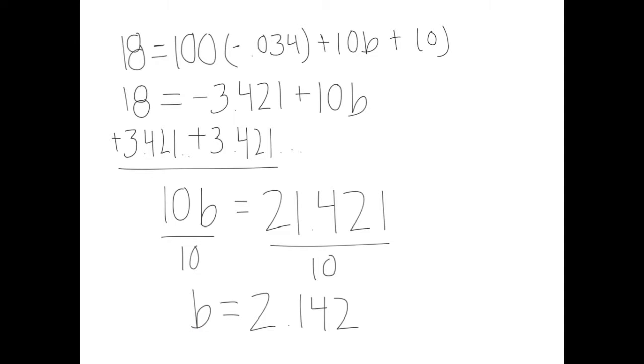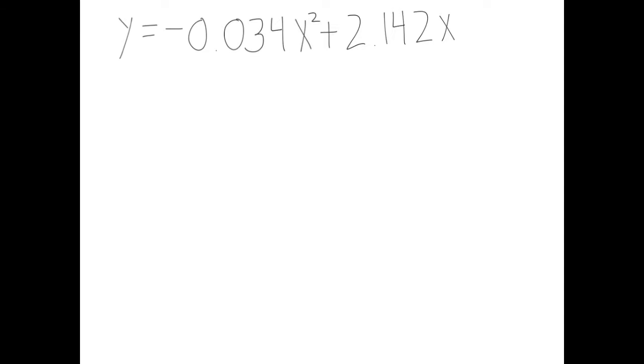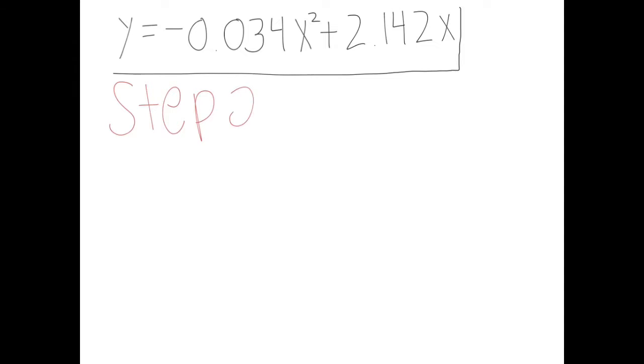Now we can plug these solutions into standard form on the next slide. So our equation is y equals negative 0.034x squared plus 2.142x. There we go. Now we have to find the maximum. That's our next step.